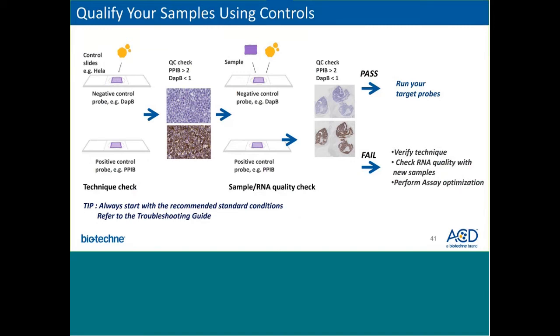This will then serve as an RNA quality check to determine that the RNA has been preserved well prior to testing your target probes. In the event the control probes in your tissue fail, then you may need to optimize your assay conditions. But if you do pass, then we can recommend that you move on to test your target probes.